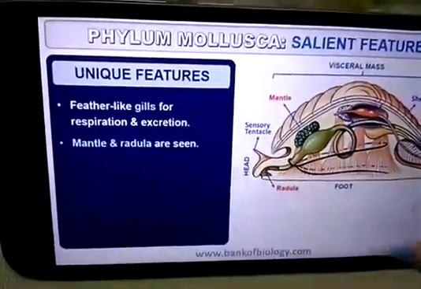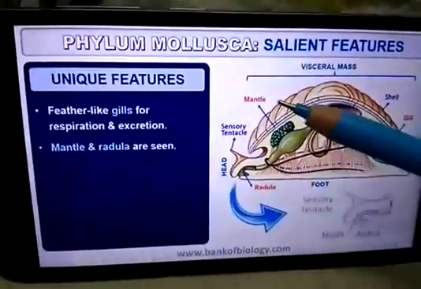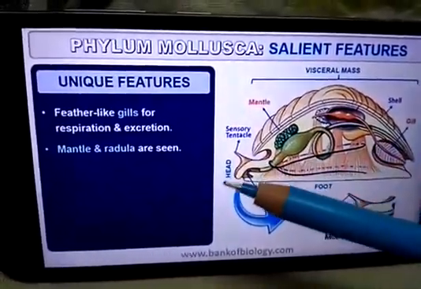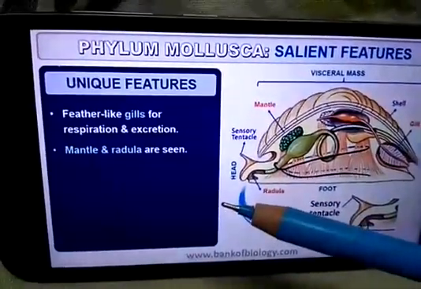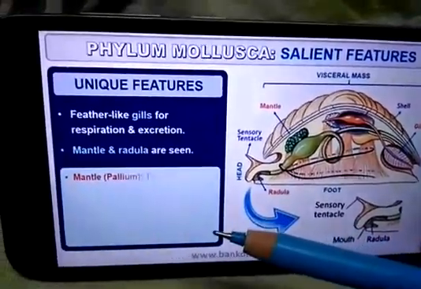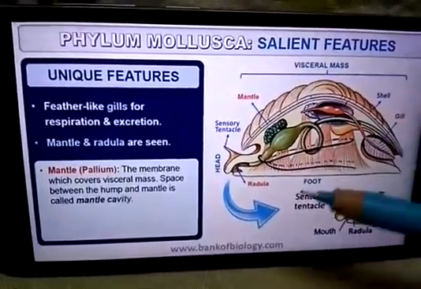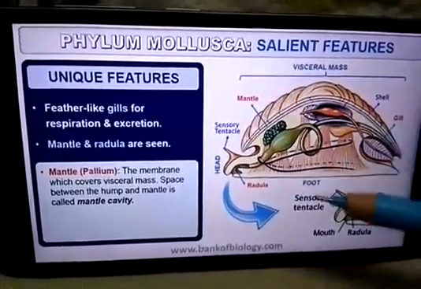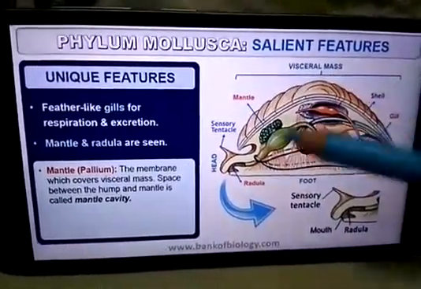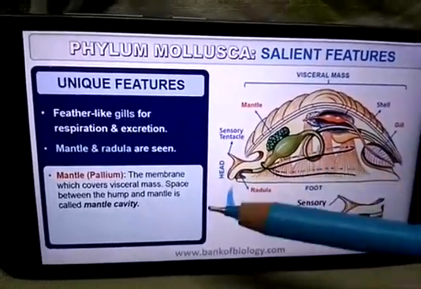Mantle and radula are seen. The mantle is the membrane which covers the visceral mass. The space between the hump and the mantle is called the mantle cavity. This is the mantle and the visceral mass. The head, foot and visceral mass are the three parts.